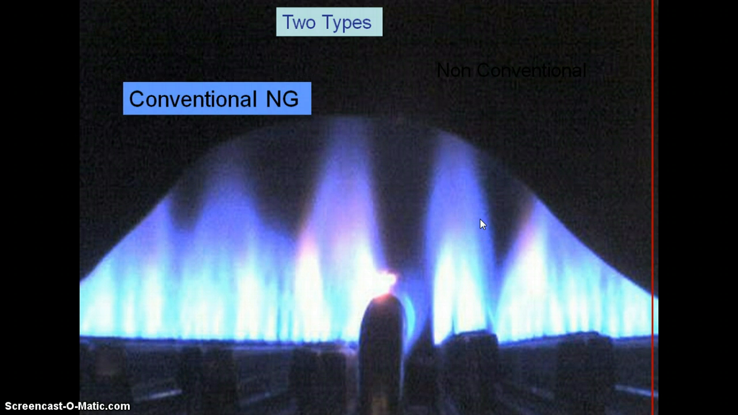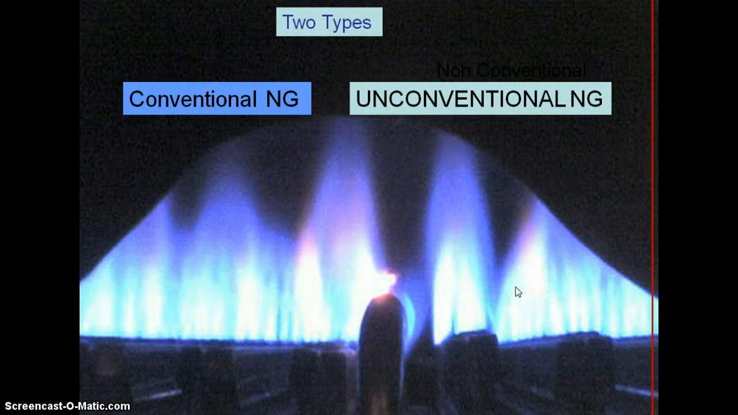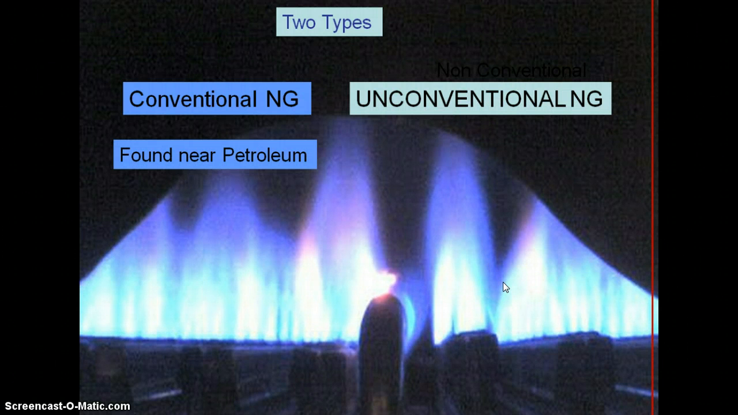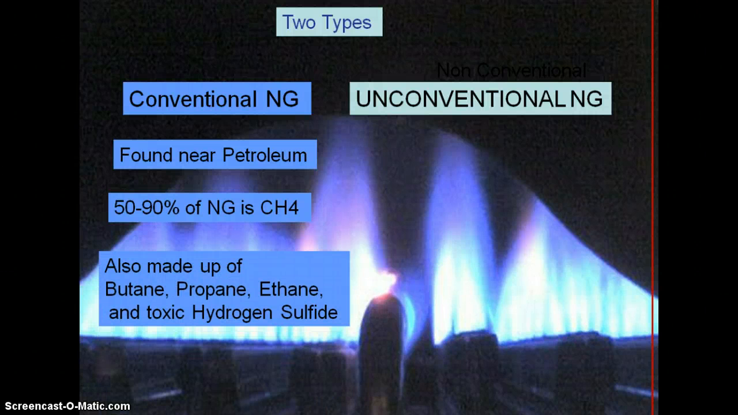Complicated. So there's two types. One type is conventional natural gas, and the other one is unconventional. These words are going to come out. Conventional natural gas is the one we find near petroleum, and it's mainly composed of methane, and unfortunately, yes, you have to know that. Some other major components are butane, propane, and hydrogen sulfides.